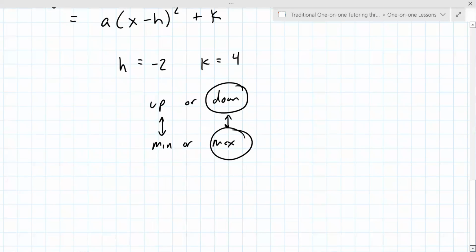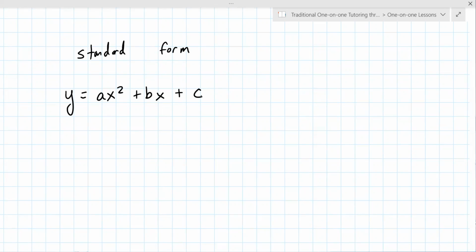Cool. All right, so that's one form of a quadratic. So the next form is called standard form. And standard form is y equals ax squared plus bx plus c. So this is another form that you will see in the classroom. All right, so for example, it might be y equals 2x squared minus 4x plus 7. This is just an example. There's no action to take.